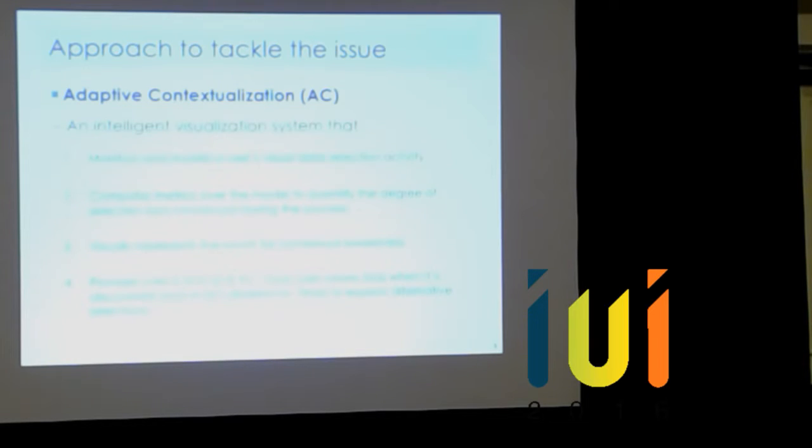To tackle this problem, we propose an approach called adaptive contextualization, which is an intelligent visualization technique that can monitor and model the user's visual data selection activity. It can compute a metric to quantify the degree of selection bias introduced, and visually represent these computation results for contextual awareness. It also provides an interactive tool to help users assess the bias and to help them revert the problematic filters to explore alternative selections.